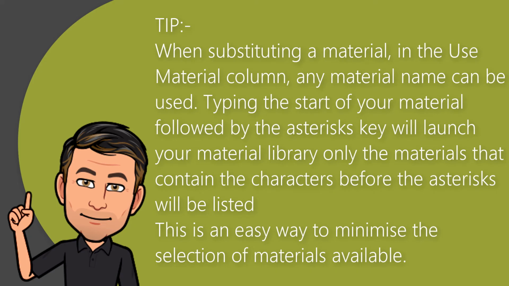Tip: when substituting a material, in the Use Material column, any material name can be used. Typing the start of your material followed by the asterisk key will launch your material library. Only the materials that contain the characters before the asterisk will be listed. This is an easy way to minimize the selection of materials available.